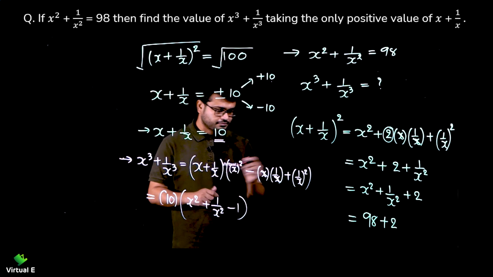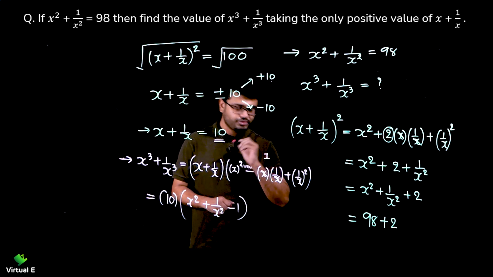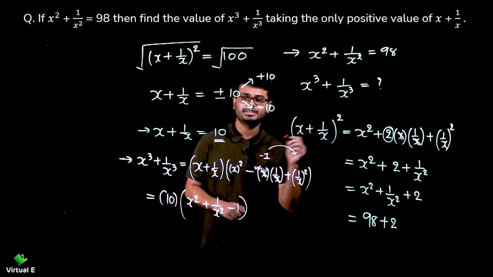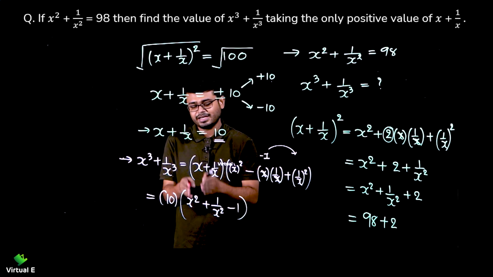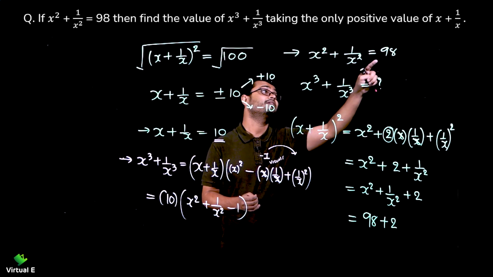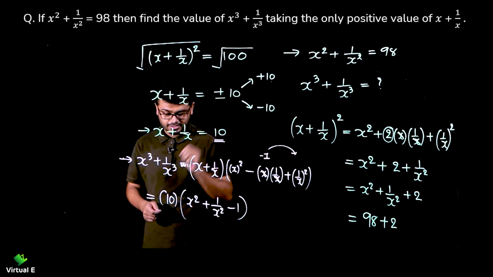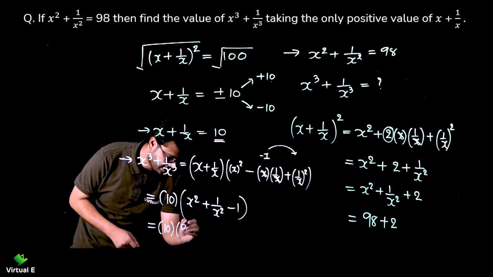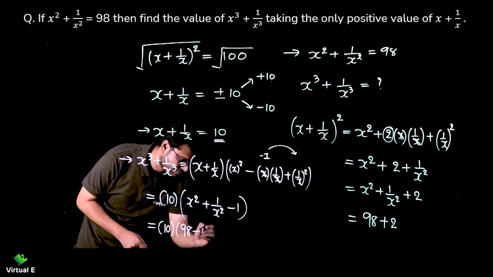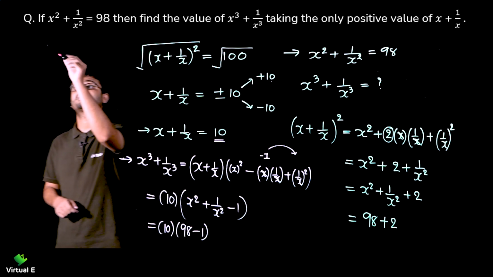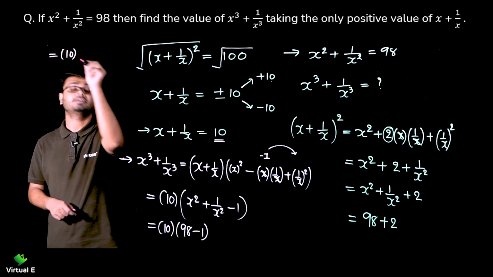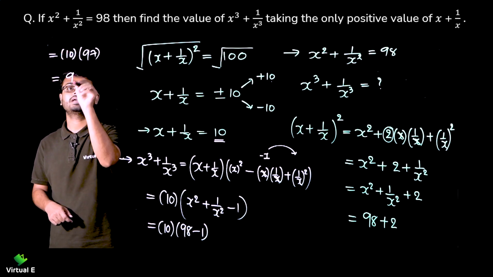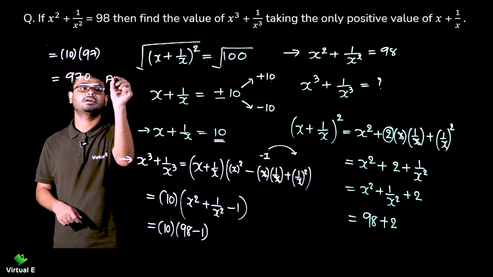What I did, if I do simplification, I'm going to get the answer 1, and this 1 I've kept at the last, along with the sign. The reason behind that is x squared plus 1 upon x squared value we have over here, that is 98. So what we can do here, 10 multiplied by 98 minus 1. So here we can write 10 into 98 minus 1, that is 97. So 970 is the answer.